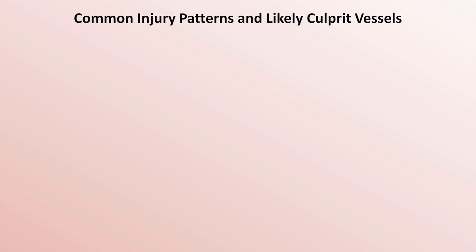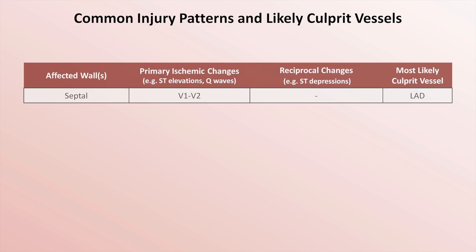I'll end part 1 of this 2-part video on myocardial infarction by putting all of this information about the anatomic localization of MIs together into one chart. This is a summary of common injury patterns and likely culprit vessel. When the septum alone is involved in an MI, the primary ischemic changes are seen in V1 and V2. There are typically no reciprocal changes seen in an isolated septal MI. The most likely culprit vessel is the LAD.